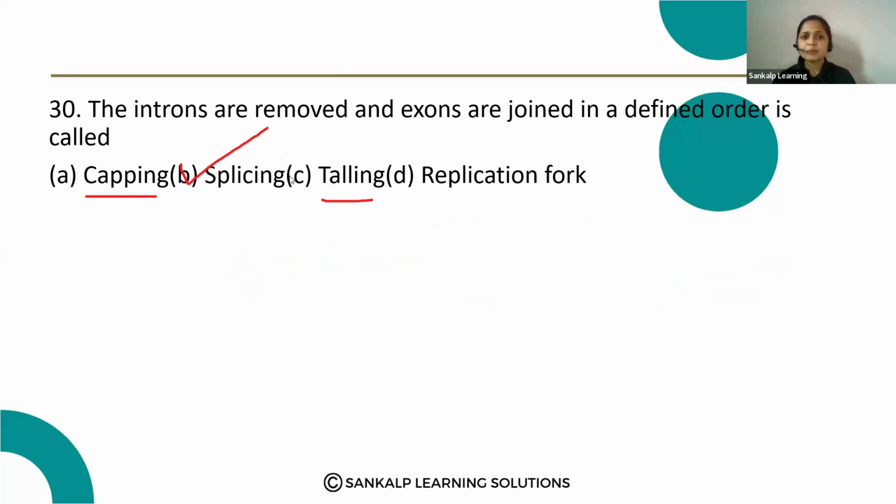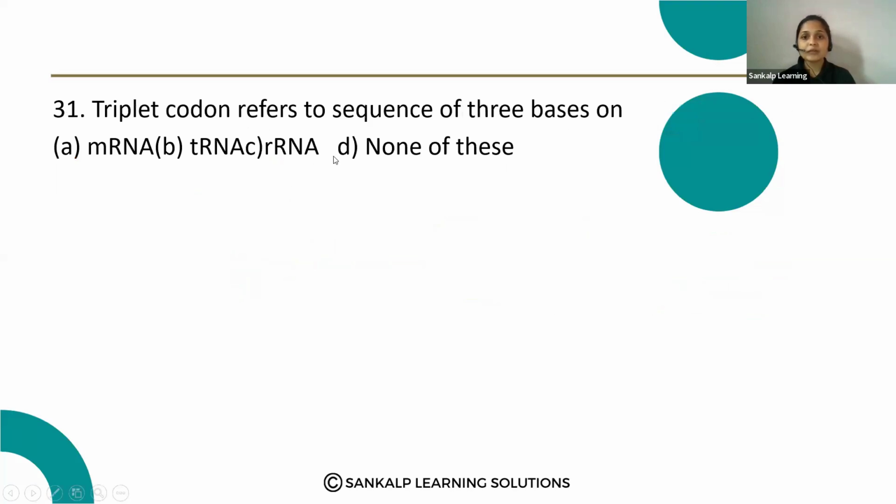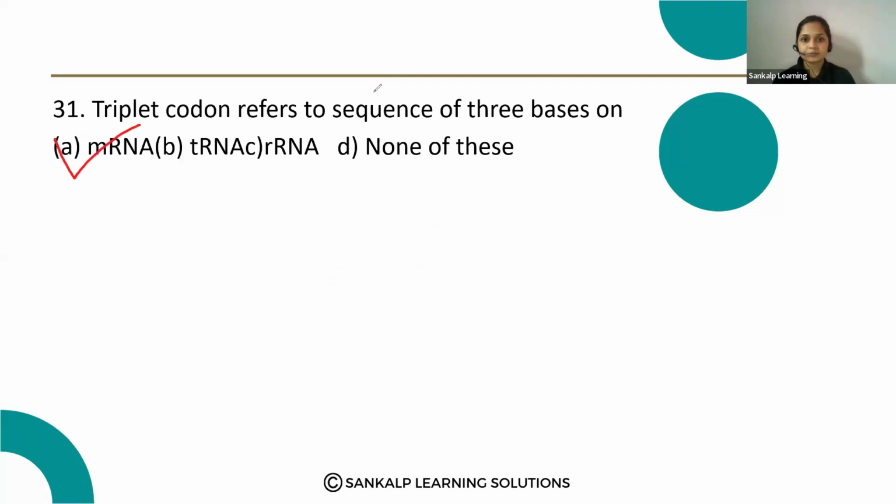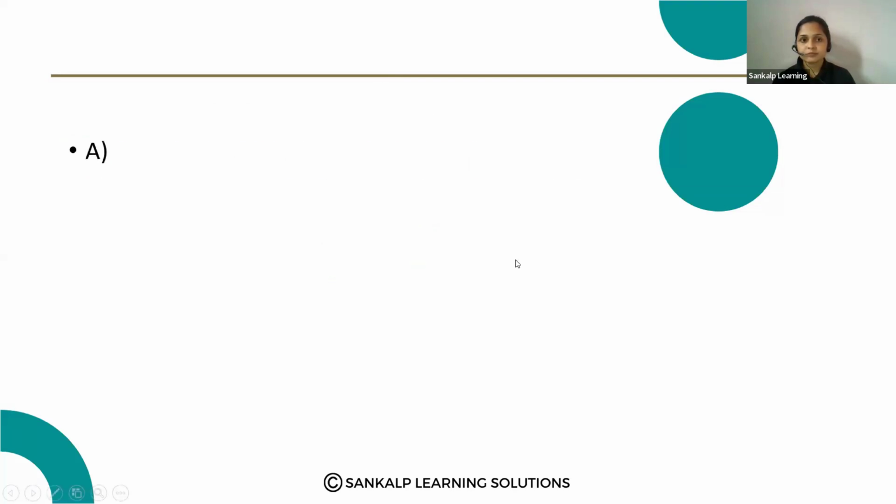Next question. Triplet codon refers to a sequence of 3 bases on mRNA, tRNA, rRNA, none of these. The triplet codon, that is AUG and GUA, like this UAA. So these are the codons. Where are these triplet codons present? They are present on the mRNA. Option A is the correct answer. Next question.